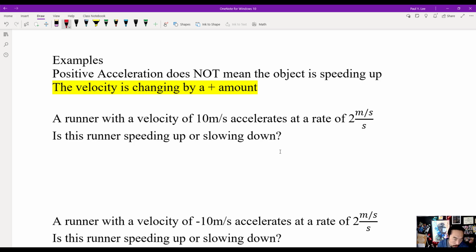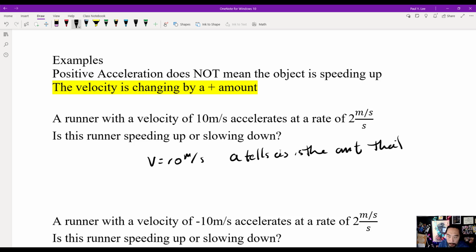If we have a runner with a velocity of 10 meters per second and accelerates at a rate of 2 meters per second squared, is the runner speeding up or slowing down? Okay, so let's look at this in terms of numerical values and also vectors. So we know that velocity is 10 meters per second, and what acceleration tells us is the amount that it is changing.